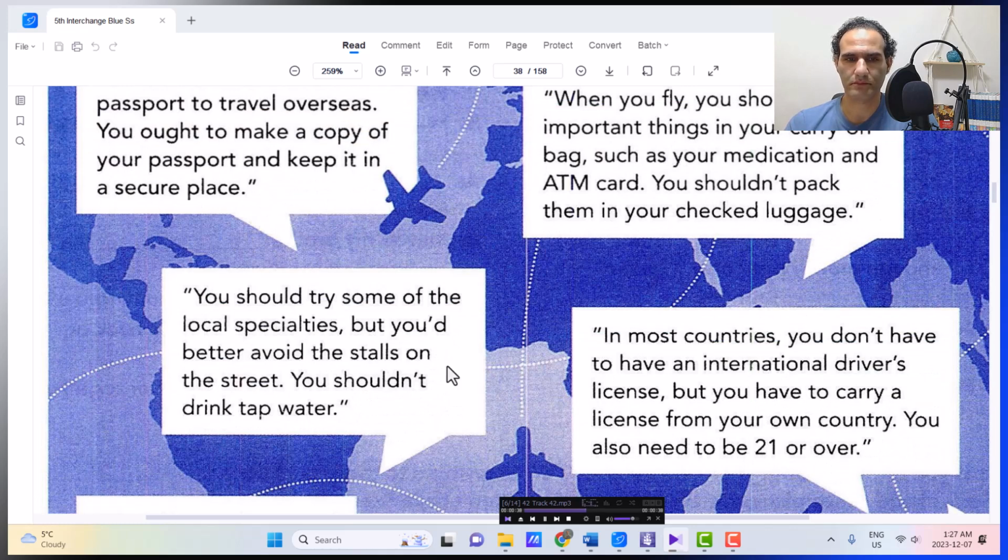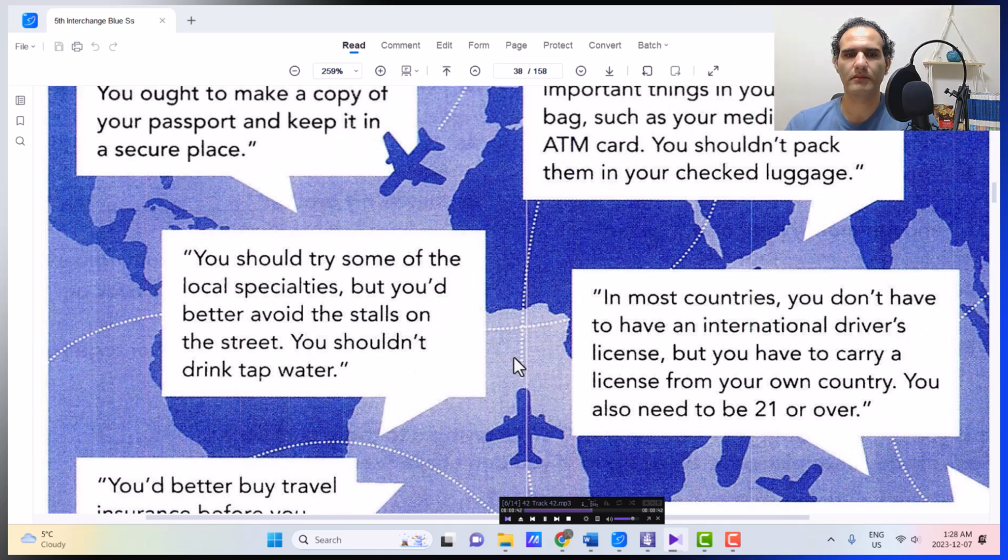You should try some of the local specialties, but you'd better avoid the stalls on the street. You shouldn't drink tap water. Okay, some points regarding your eating habits. So, you should try some local specialties. Specialty means special food of a country or a city. Specialty. You'd better avoid. You'd better means you should. You'd better avoid the stalls on the street.